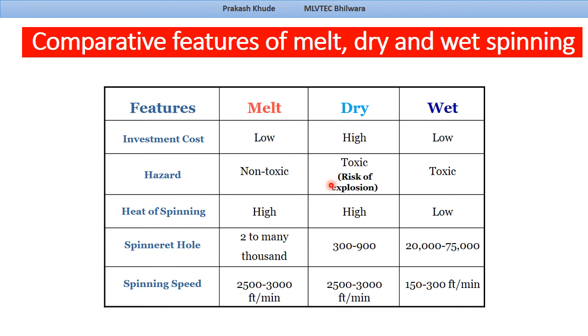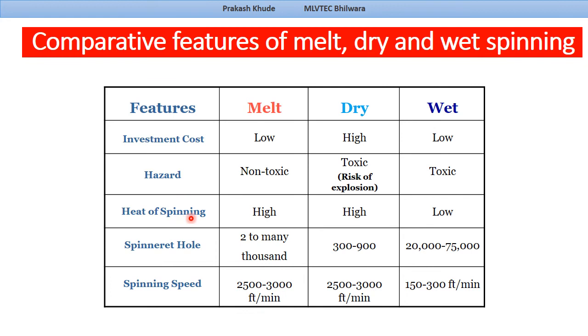The next component is toxicity or hazard. As we know, dry spinning systems are more hazardous because there is a risk of explosion. Similarly, there could be more toxicity in wet spinning because we are using certain solvent and non-solvent systems and chemicals. In case of melt spinning, we don't require any chemical, and we are not using any solvent. So in terms of hazard, the melt spinning system is non-toxic or non-hazardous.